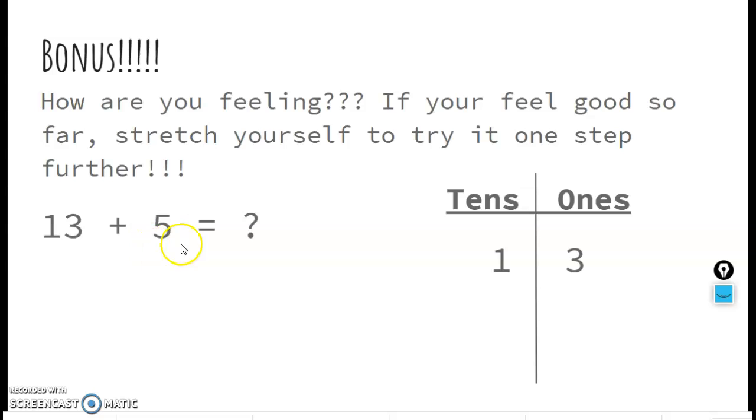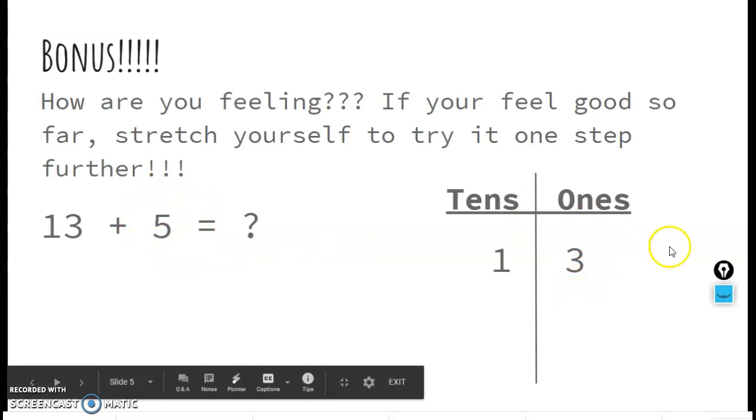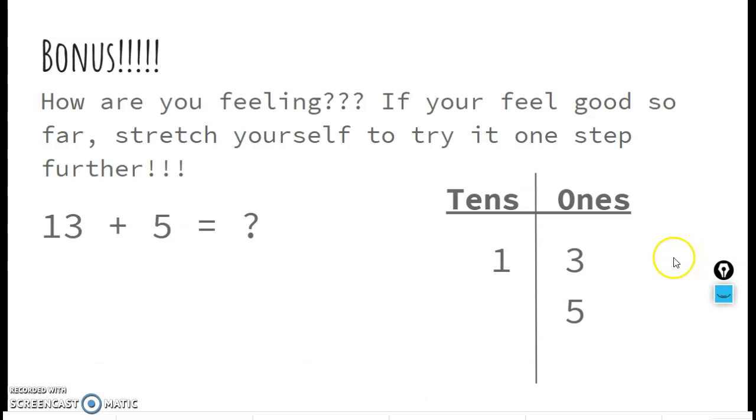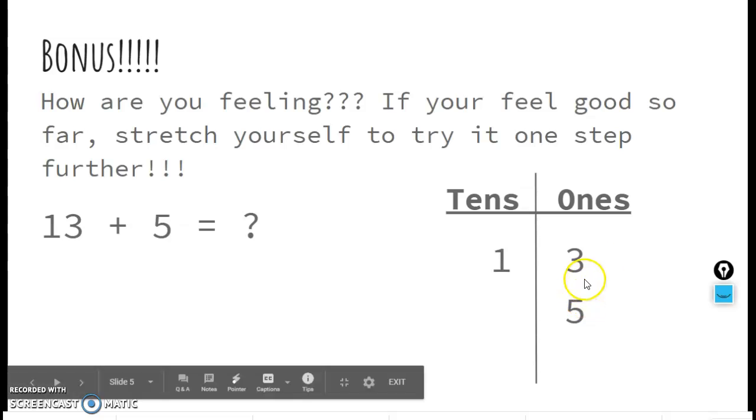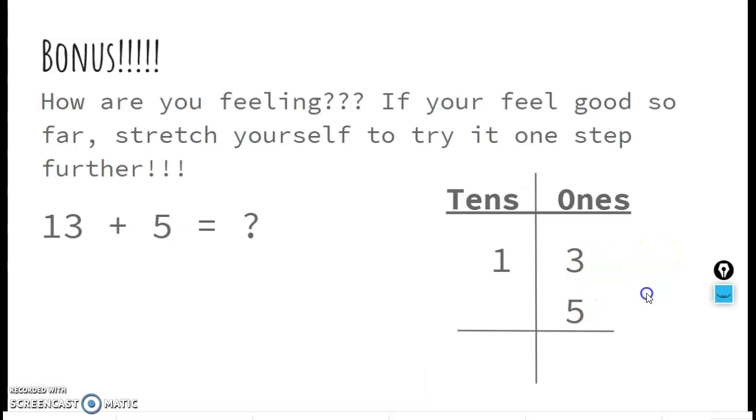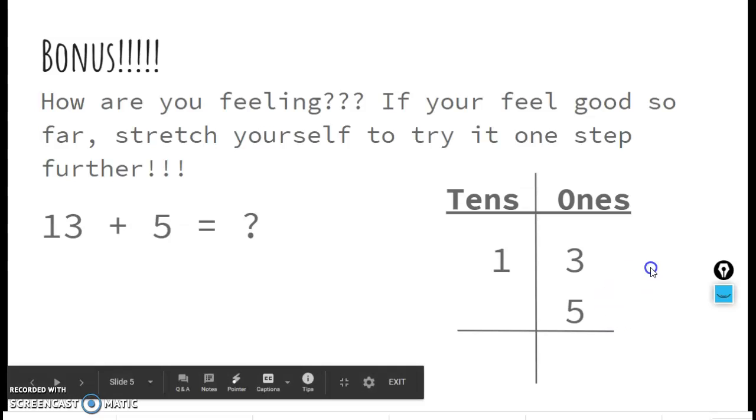Now I'm actually going to put the second number, the 5, also in my place value chart. I'm going to put it right underneath it. I know that the 5 is 5 1s. It's not 5 10s, it's 5 1s. So I'm going to put it in the 1s place right underneath this 3 here. Then I'm going to add this line. This is my equal sign, and I'm going to add my plus symbol.